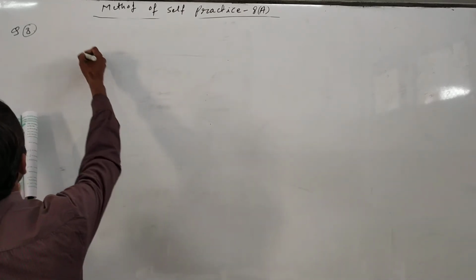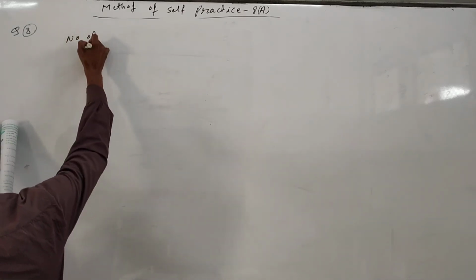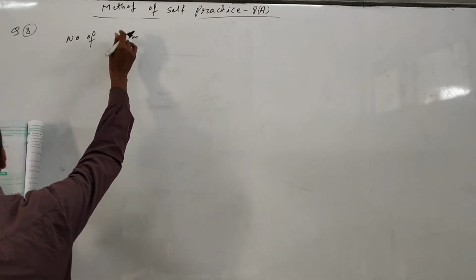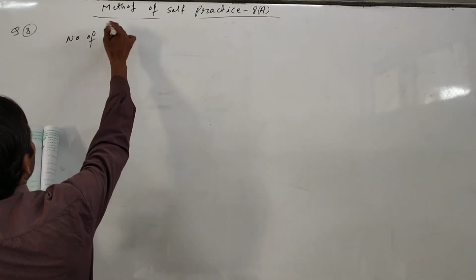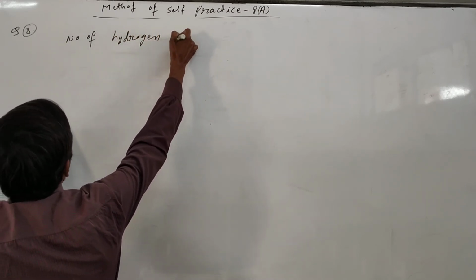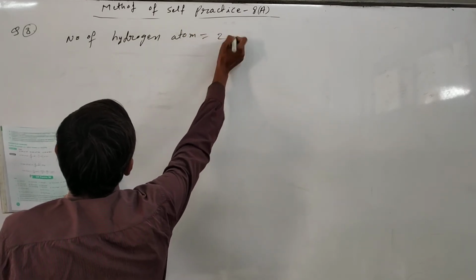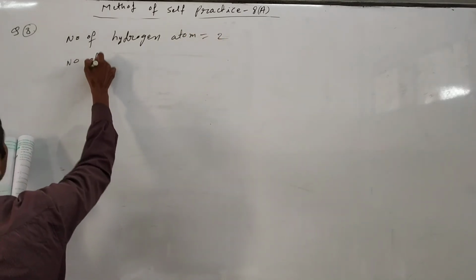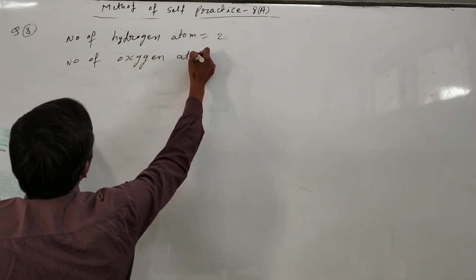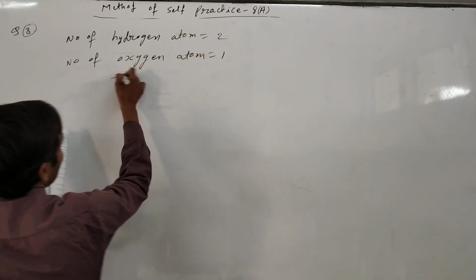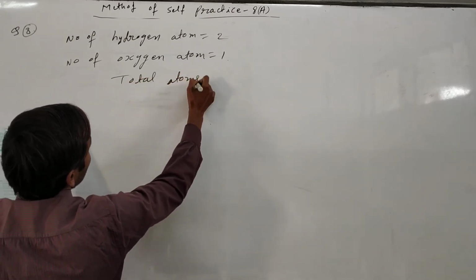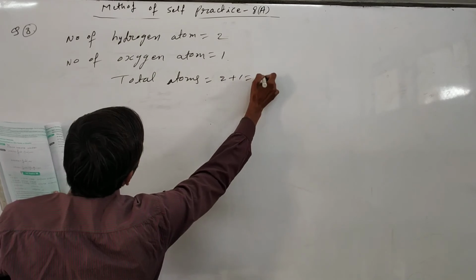So here the number of hydrogen atoms is equal to 2, or the number of oxygen atoms is equal to 1. So total atoms is equal to how much? Total atoms is equal to 2 plus 1 is equal to 3.